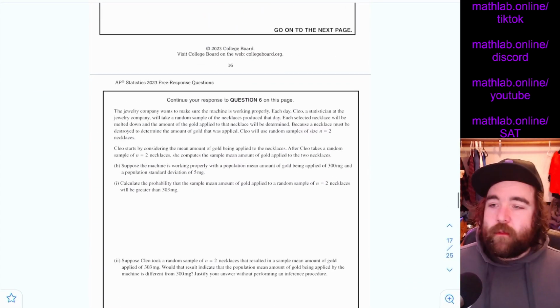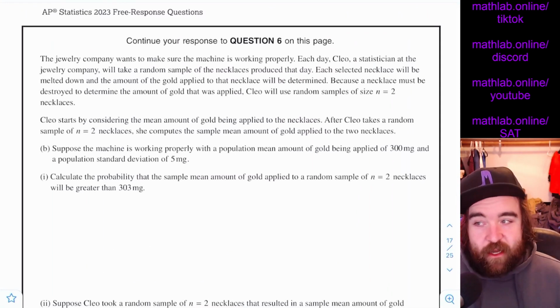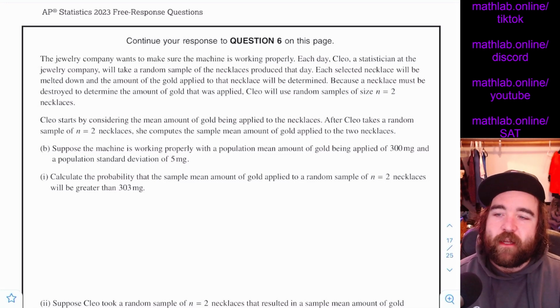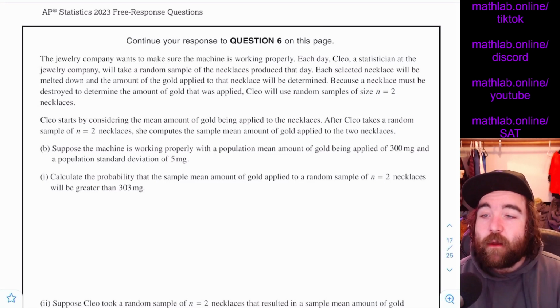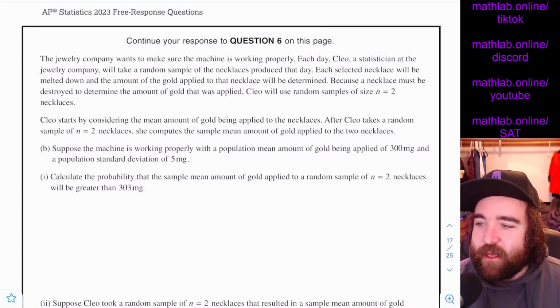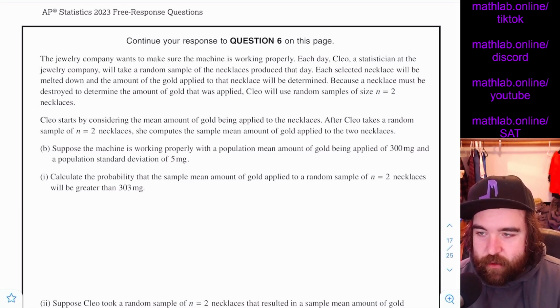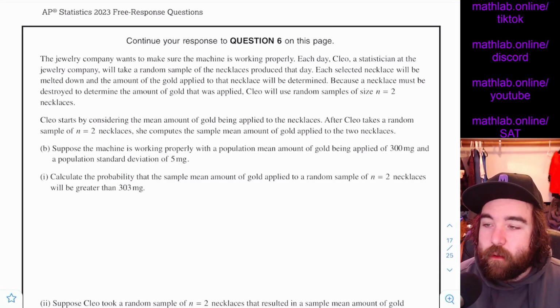This jewelry company wants to make sure the machine is working properly. Each day, Cleo, a statistician of the jewelry company, will take a random sample of the necklaces produced that day. Each selected necklace will be melted down and the amount of gold applied to that necklace will be determined. Because a necklace must be destroyed to determine the amount of gold that was applied, Cleo used random samples of size n equals 2 necklaces. Cleo starts by considering the mean amount of gold being applied to the necklaces. After Cleo takes a random sample of n equals 2 necklaces, she computes the sample mean amount of gold applied to the 2 necklaces. Combined?